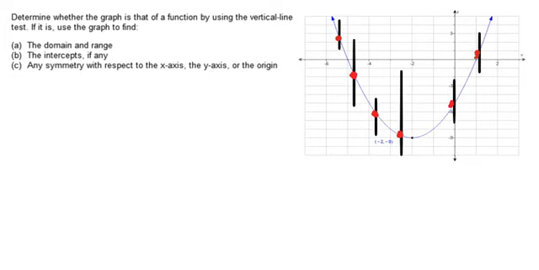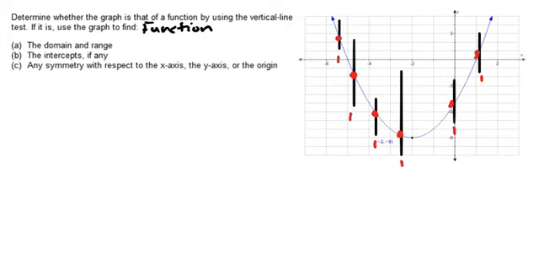Now what this is telling us is that every x has one y. So because all of these vertical lines crossed in only one place, all of our x's for this graph have only one y, and that is the definition of a function. So if you have only one point where the vertical line crosses, then you have a function. If you have more than one point where the vertical line crosses, it's not a function. So this is the graph of a function.